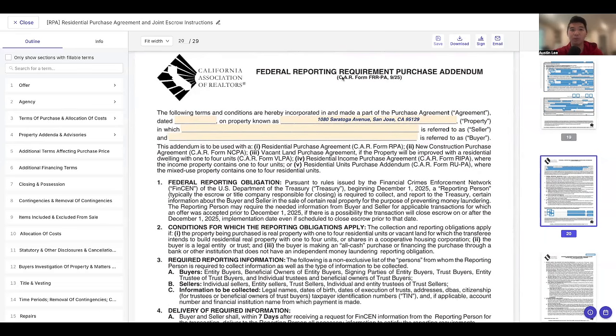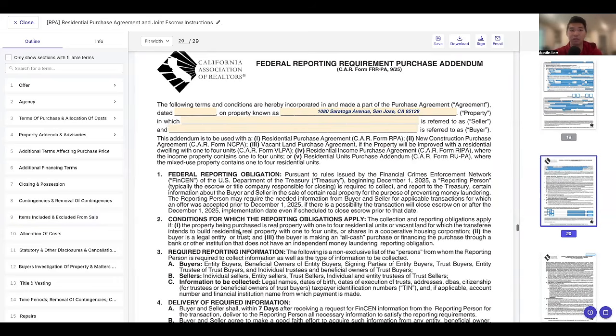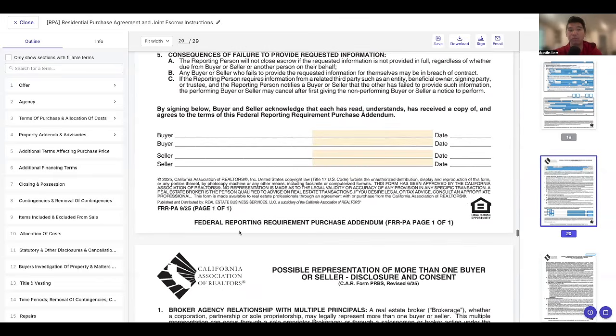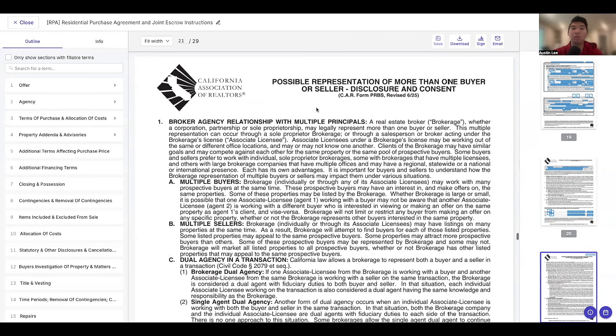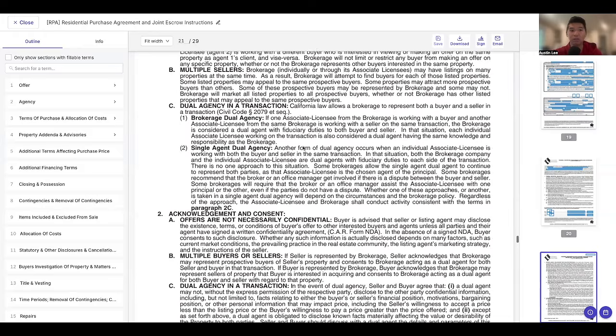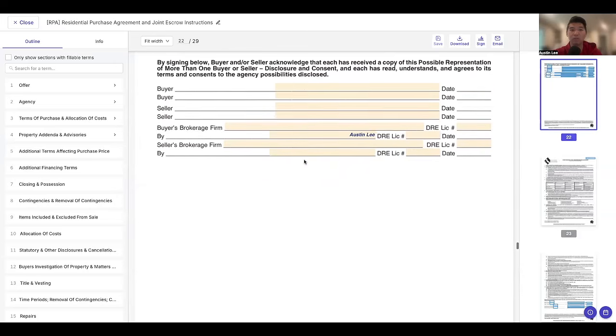Okay, federal reporting requirement purchase addendum. Pretty much when you do buy a property, you need to declare it to the government. So this is the disclosure of what you need to fill out. Pretty straightforward. Possible representation of more than one buyer or seller. So yeah, you could have multiple buyers or multiple sellers, so you fill this out.